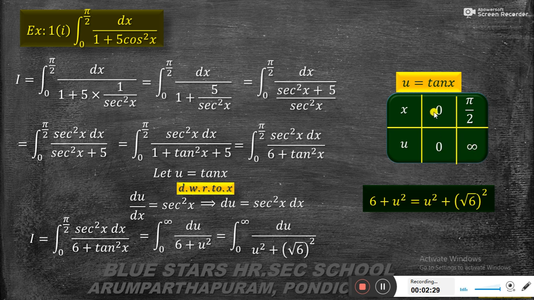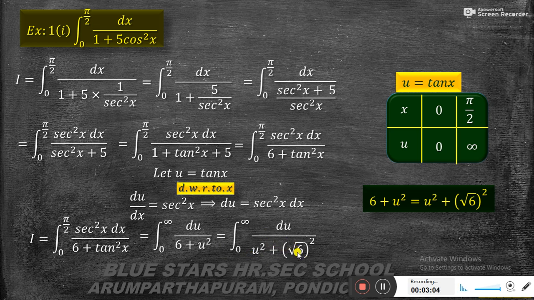So the x limit 0 to pi by 2 becomes the limit 0 to infinity. Therefore I equal to integral 0 to pi by 2 secant square x dx by 6 plus tan square x, equal to integral 0 to infinity, secant square x dx is du, by 6 plus tan square x, which is 6 plus u square. So equal to integral 0 to infinity du by u square plus, writing 6 as root 6 whole square, this is in the format 1 by a square plus x square.